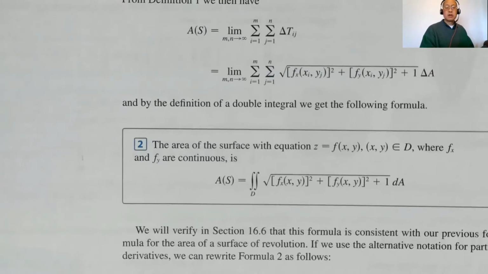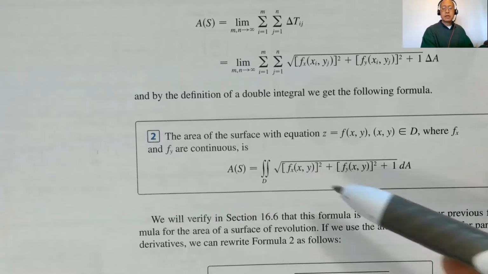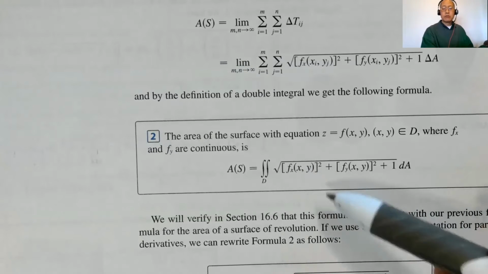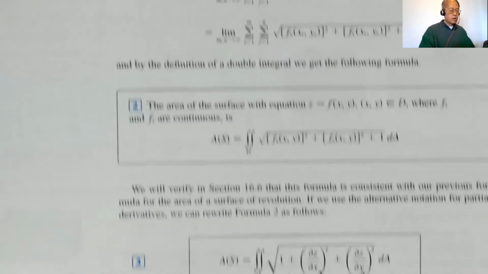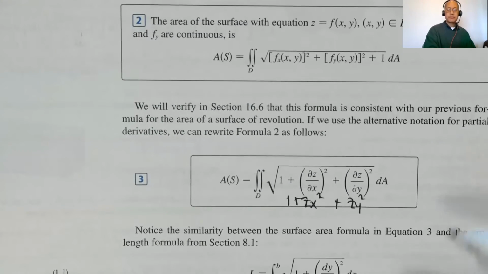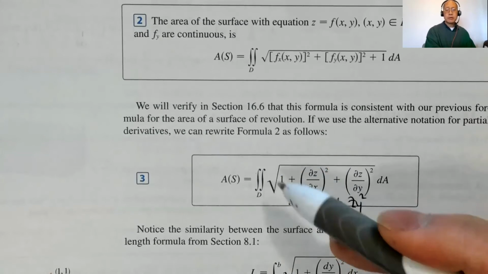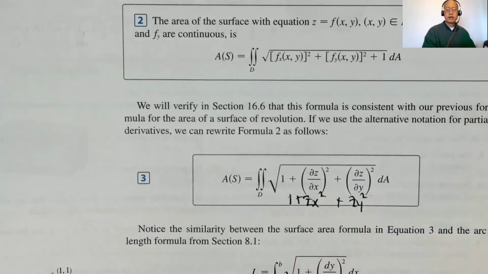So in a nutshell, this is what you want to put on your formula sheet. Surface area, double integral of the square root of fx squared plus fy squared plus 1 dA. Or you can also think of it like so. It's the same thing. Surface area is a double integral of the square root of 1 plus z sub x squared plus z sub y squared dA.